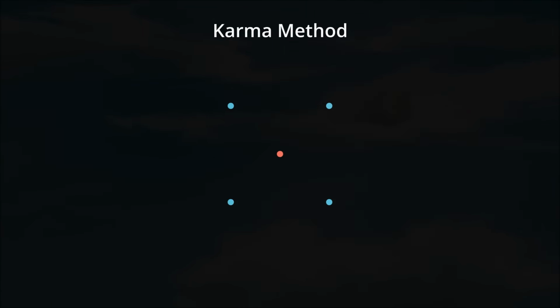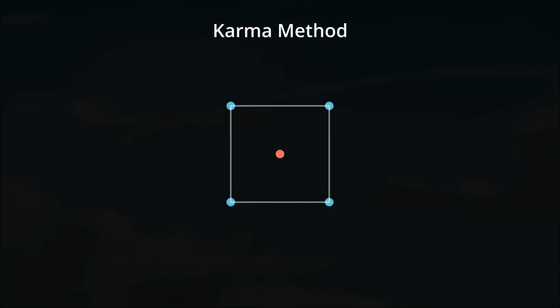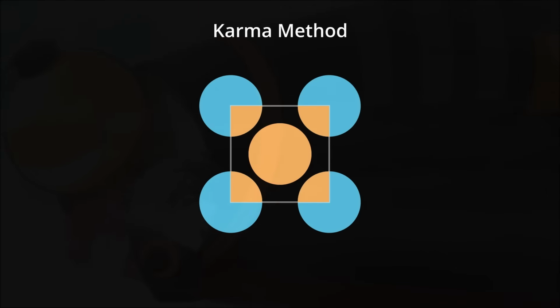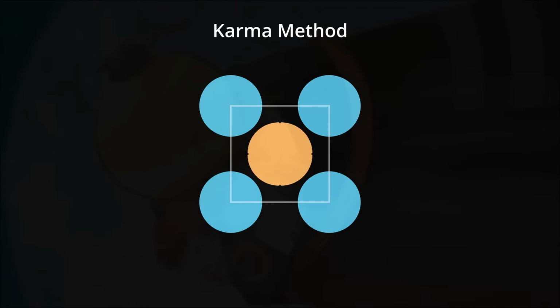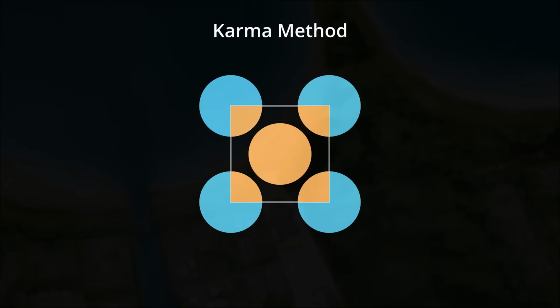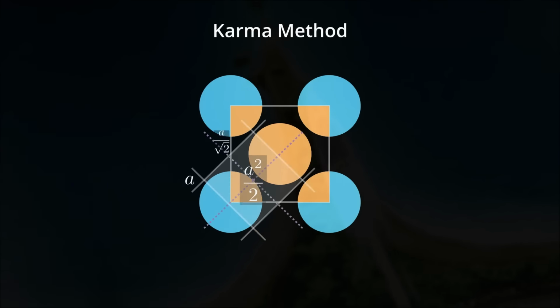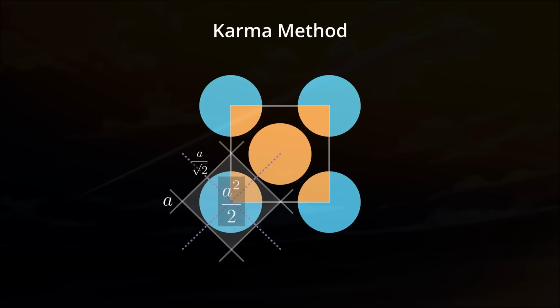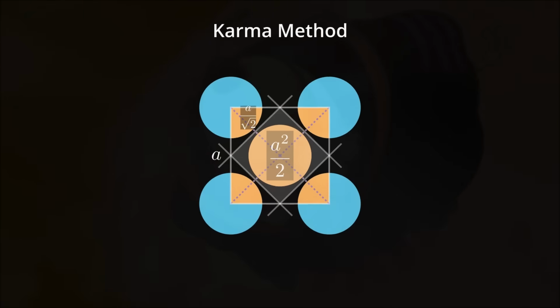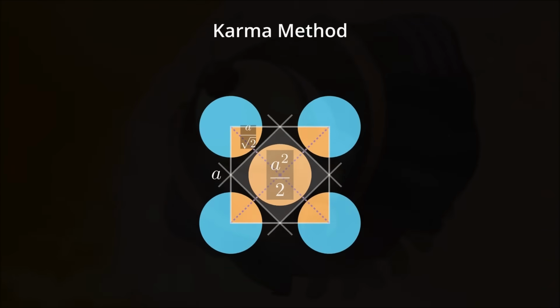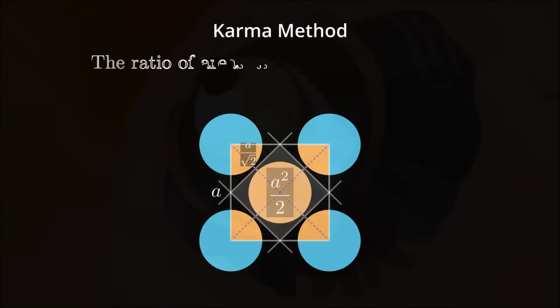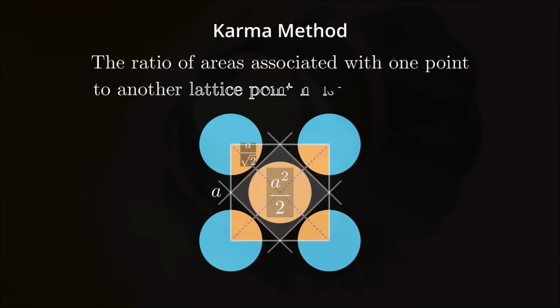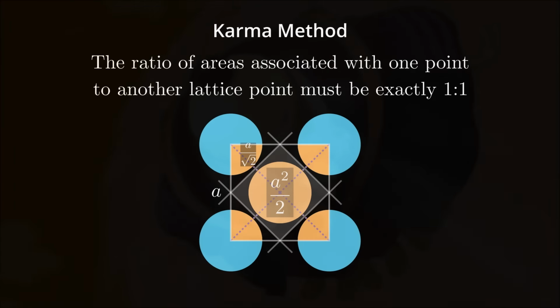I'll now blow up the dots to make this next part clearer. Exactly 1/4 of each corner is inside the square. We can put these together to make a full circle. The same logic applies to the domain and area. Exactly 1/4 of each corner's domain is inside the square. Thus, combining the domains of all 4 corners adds up to one full domain. So, we know that the ratio of areas associated with one point to another point must be 1:1.